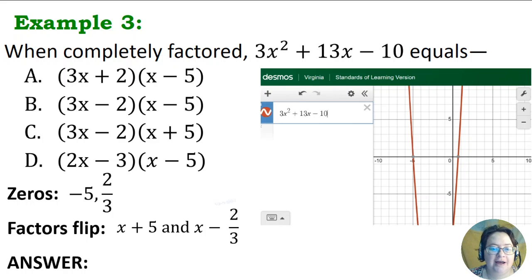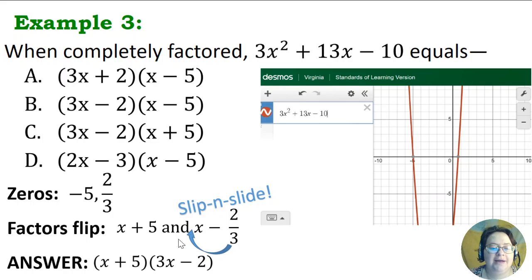Since I have a fraction, I have to slip and slide, and that bottom number on the fraction, 3, is going to slide in front of x. So my answer is x plus 5 times 3x minus 2. So I'm going to go ahead and put my answer into Desmos and make sure that it lines up with the original.